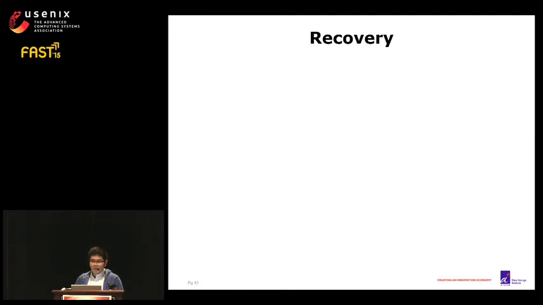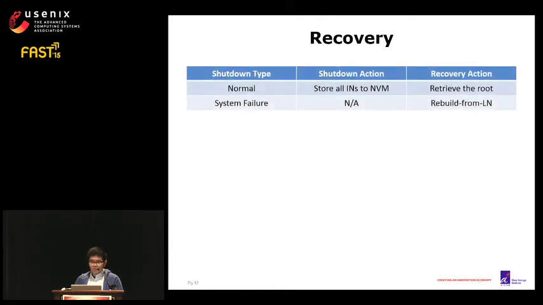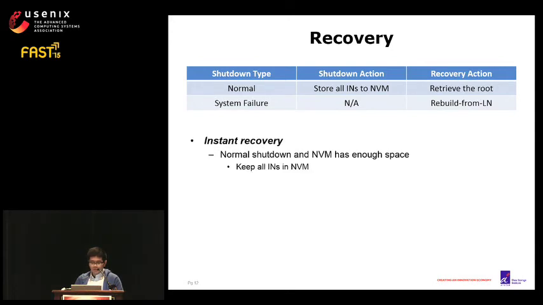With the help of NVM, the recovery procedure can be quite efficient. If it was a normal shutdown and the NVM has enough space to hold all the internal nodes, we can write them to NVM before shutdown. Therefore, the recovery can be as easy as one memory read to retrieve the root of the tree. So we also call it instant recovery.